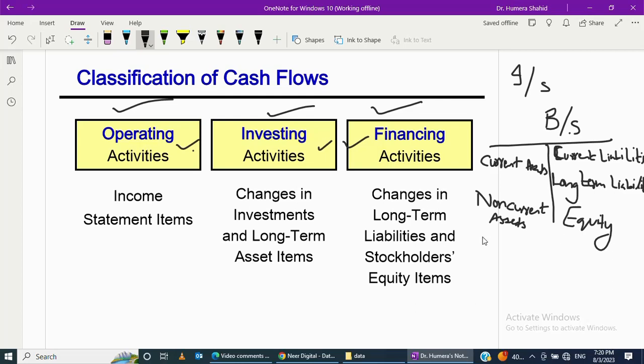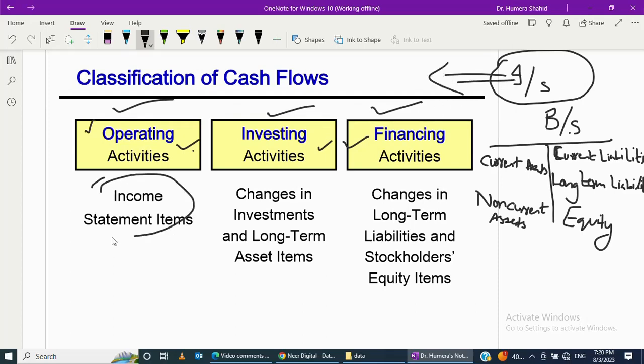Now when you prepare the operating activity section of the cash flow, operating means operations. The income statement tells you what operations you have performed during the year. So you take out the cash based operations from this income statement. So the whole income statement or some parts of it help you in preparing operating activities.